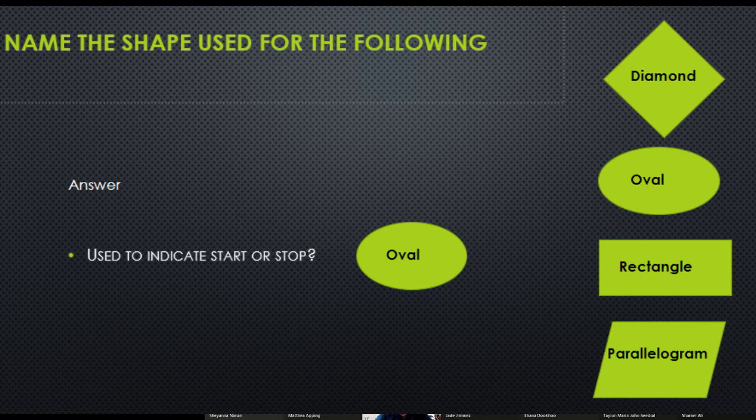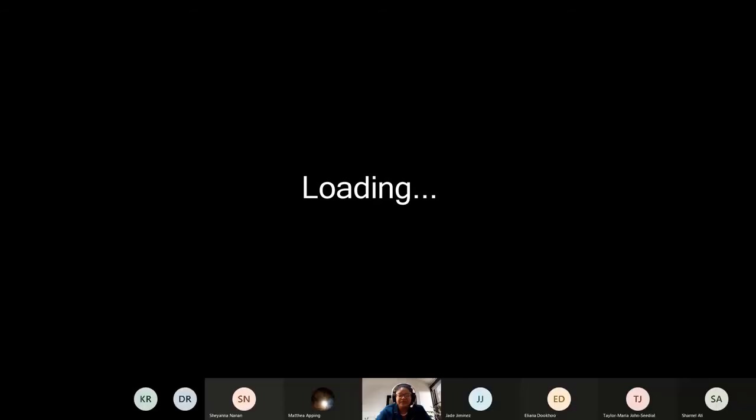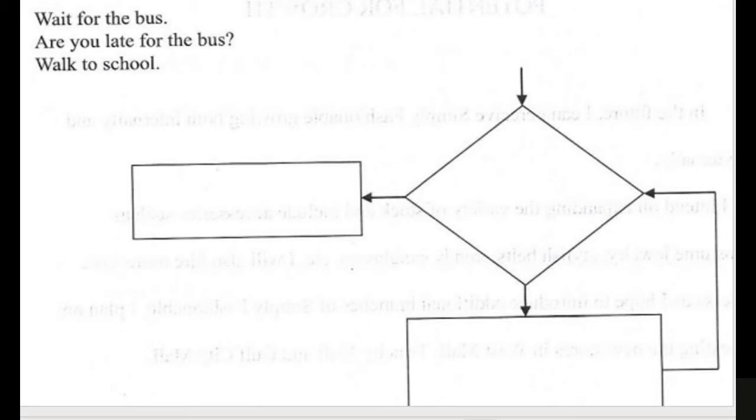All right. Now this is an actual past paper question. I forgot to put the year, but I want you to look at it now. CXC normally gives you a snippet of a flowchart and asks you to do something. It says here, wait for the bus. Are you late for the bus? Then walk to school. Wait for the bus. Are you late for the bus? Walk to school. Can you tell me where things will go here? So say this is 1. All right, Taylor. Can anyone tell me where these labels would go in these shapes here? Anyone?